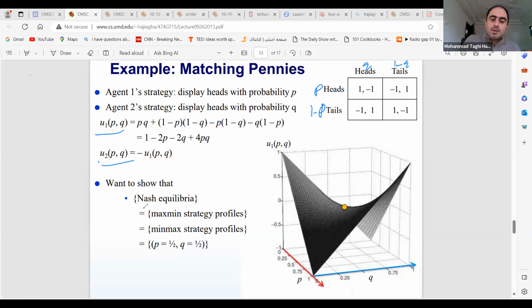Now, for this game, we know that the Nash equilibrium is equal to the maximin strategy, minimax strategy profile. The sets of them are equal, and this is the one that we discussed, P equal to 1/2 and Q equal to 1/2. So that's essentially a mixed Nash, and minimax and maximin for this.